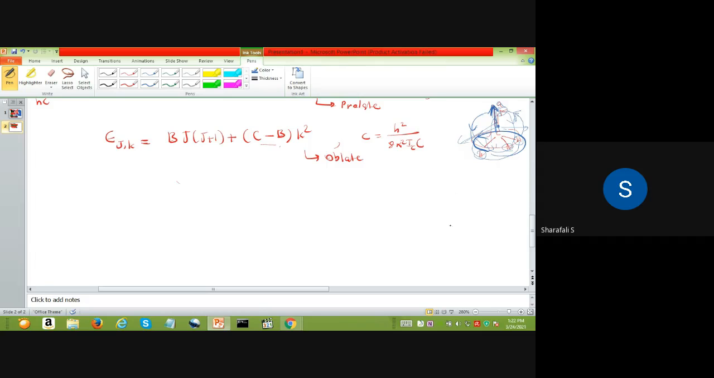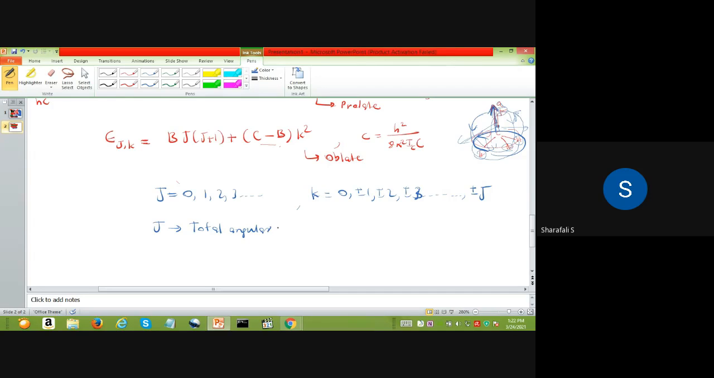Okay, so these quantum numbers J can take values 0, 1, 2, 3, etc. And K can take values 0, plus or minus 1, plus or minus 2, plus or minus 3, etc., up to plus or minus J. So J represents the total angular momentum, and K represents the projection of the total angular momentum upon the molecular symmetry axis.